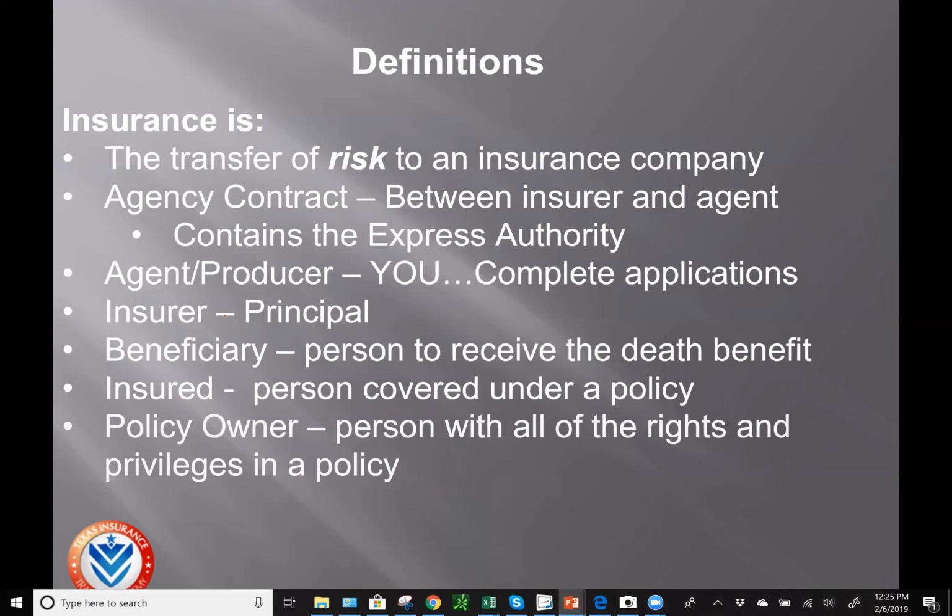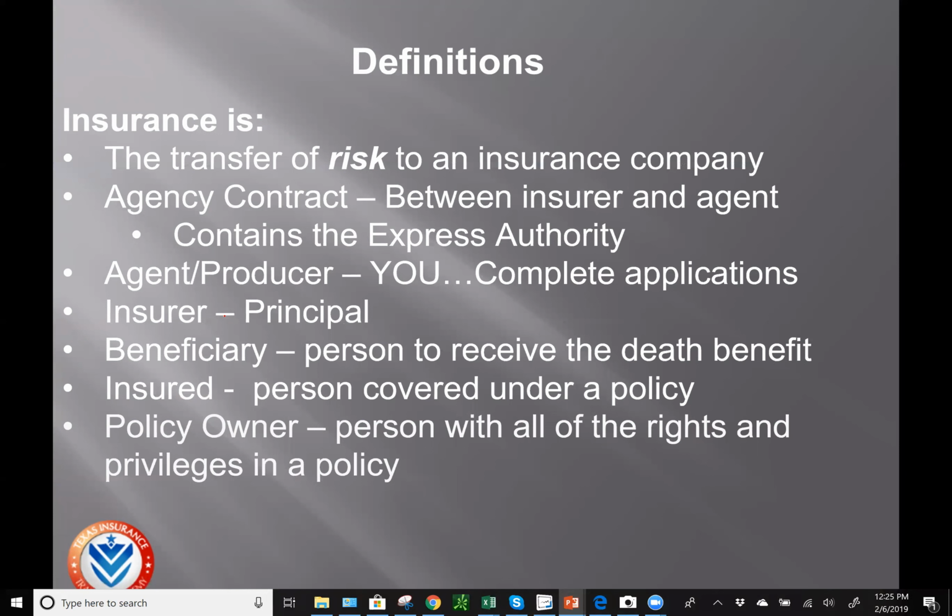Next, once you get licensed, there will be an agency contract between you and the insurer. That agency contract will spell out both of your duties. That agency contract contains what's known as the express authority. This term, express authority, you need to know for your test. That's what's written in the agency contract between you and the insurer.